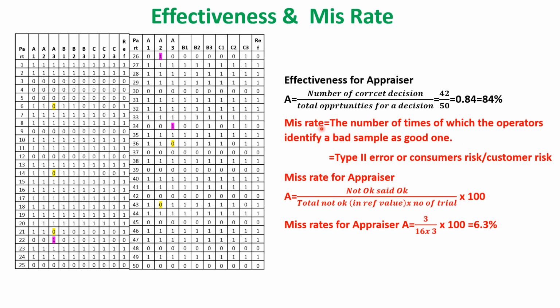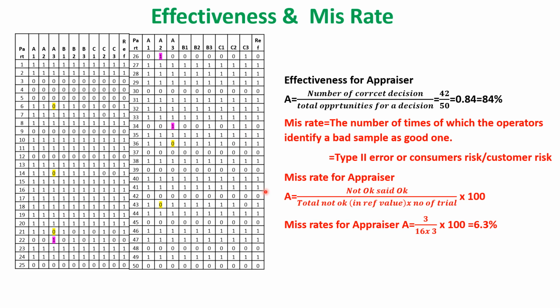Next is the miss rate. It is the number of times the operator identifies a bad sample as a good one. Samples are bad, but he is saying they are good. It is also called a type 2 error or the consumer risk, customer risk. Now the miss rate for the appraiser can be calculated as not okay said okay, divided by total not okay in the reference value into number of trials. Now here you can see the pink color jobs. They are said okay, but actually these are not okay.